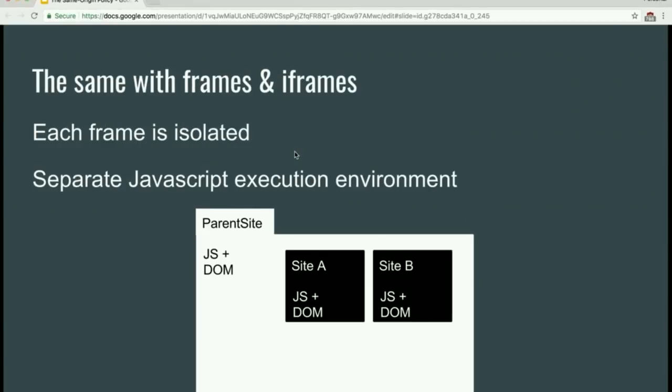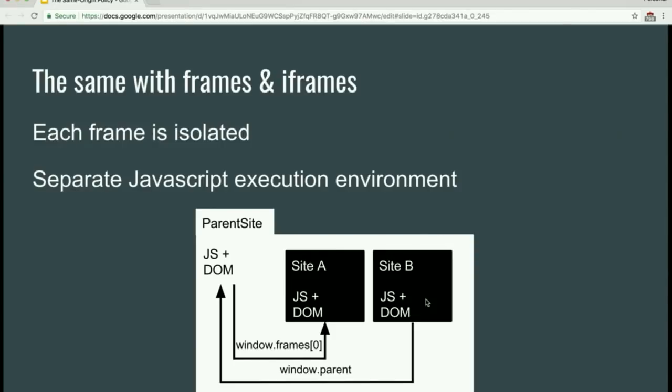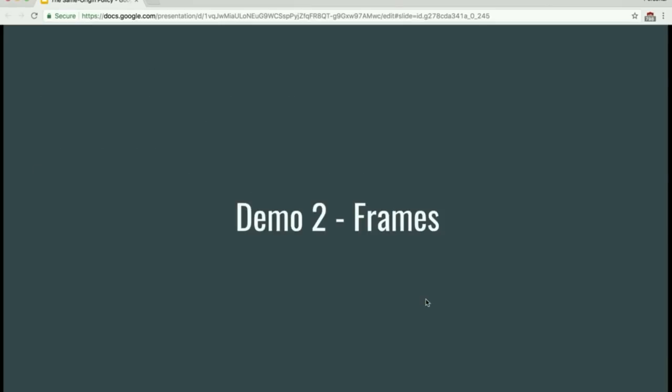Frames and iframes are exactly the same. So each frame is isolated in the same way that each tab is. They have a separate JavaScript execution environment, a separate DOM, and the parent site that contains the frames only has access to the child sites if they are the same origin. The parent site can refer to child's frames by using window.frames and then indexing into them, or by using their name, and the child frame can refer back to its parent by using window.parent.